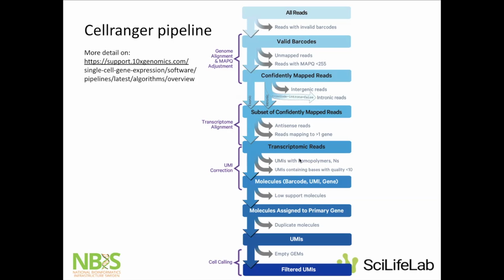Then we come to the part where we compare the gene and the UMI together to get counts of UMI, barcode, and gene being a unique combination. We remove all the duplicates of that same combination, and we have our UMI counts. Then we do the cell calling, which is basically checking which of the barcodes are actually cells and which are just empty droplets. And we get our filtered matrix to work with later on.